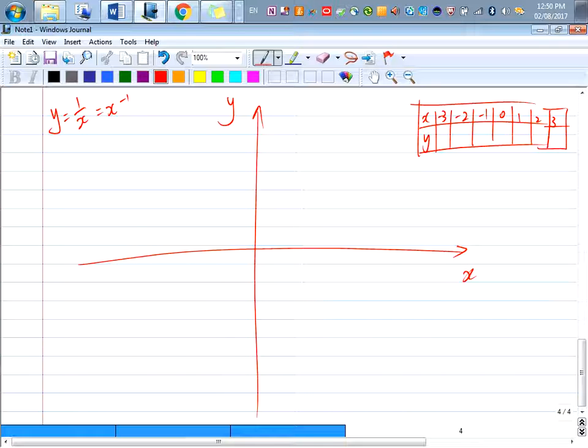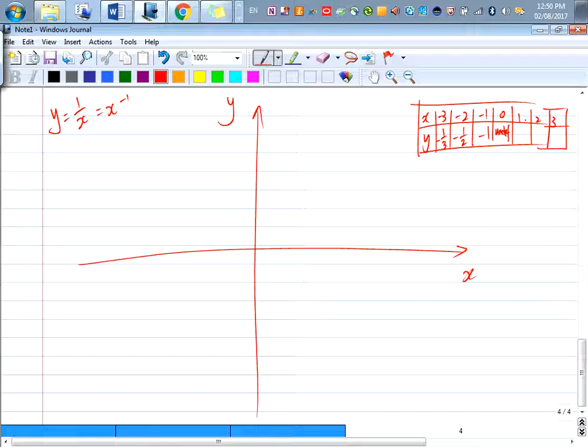How much is the value of y? -0.333. So basically, -1 over 3. Then over here, what do I have? Then here? Here? 0. Okay, so undefined.